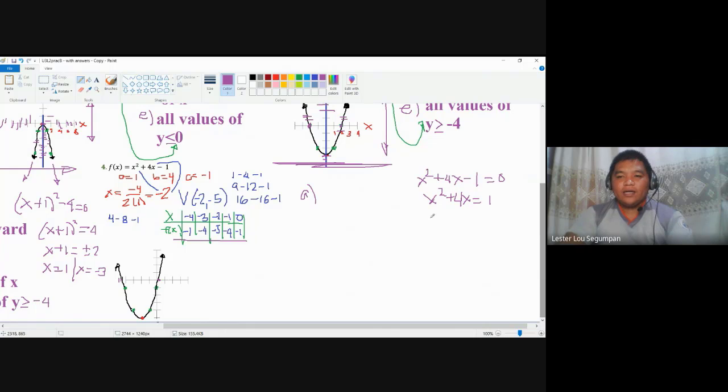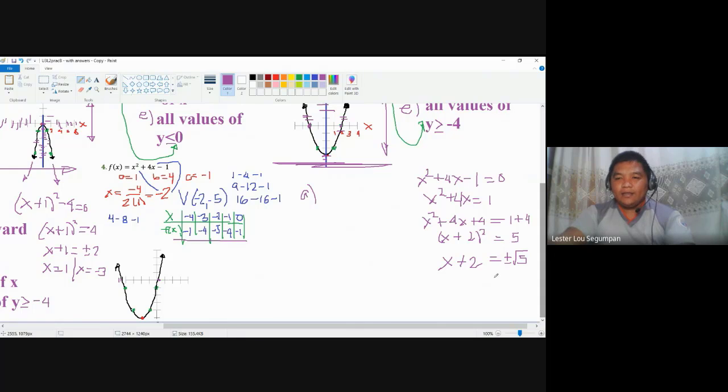Completing the square, adding 4 to both sides, x squared plus 4x plus 4. So this could become a perfect square trinomial. The other side, that's 1 plus 4. So we have x plus 2, the square of it, is equal to positive 5. And take the root of both sides. So you have x plus 2 is equal to positive negative square root of 5.